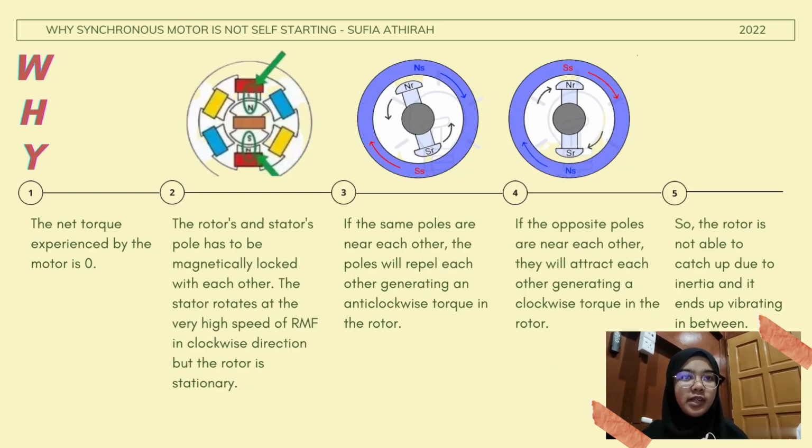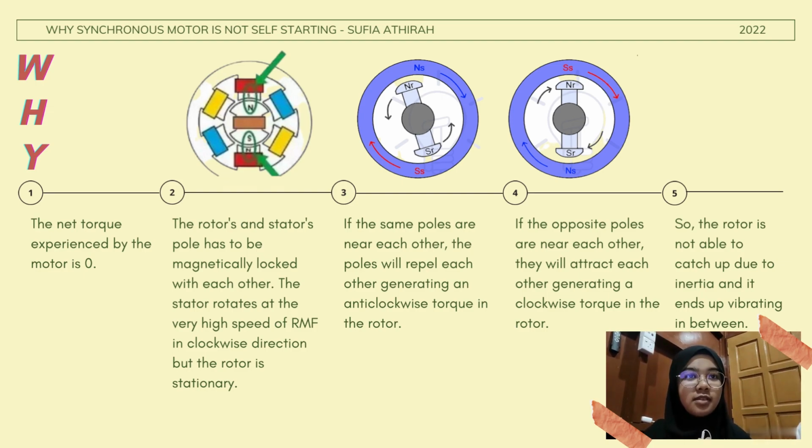So, the main reason why this synchronous motor is not self-starting is because the net torque experienced by the motor is equal to 0. Why? Because in this synchronous motor, we already learned that a 3-phase AC supply is given to the stator, producing a rotating magnetic field, called RMF, in the air gap, but the rotor has its own magnetic poles which are already fixed, produced by a DC current flowing to the rotor windings.